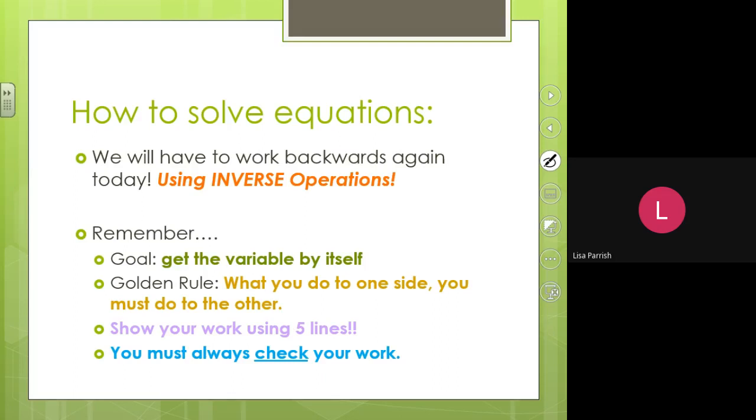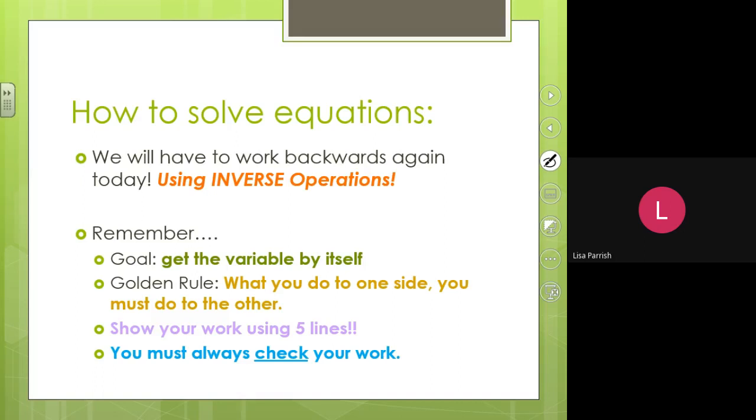Just like we talked about on Tuesday, we're still going to be working backwards today. We're using the inverse operations. Remember, inverse means opposite. Just like we talked about all week, our goal is to get the variable by itself. We call that isolating the variable. We want to get it by itself. We're going to continue to follow the golden rule of whatever you do to one side of the equation, you must do to the other side.